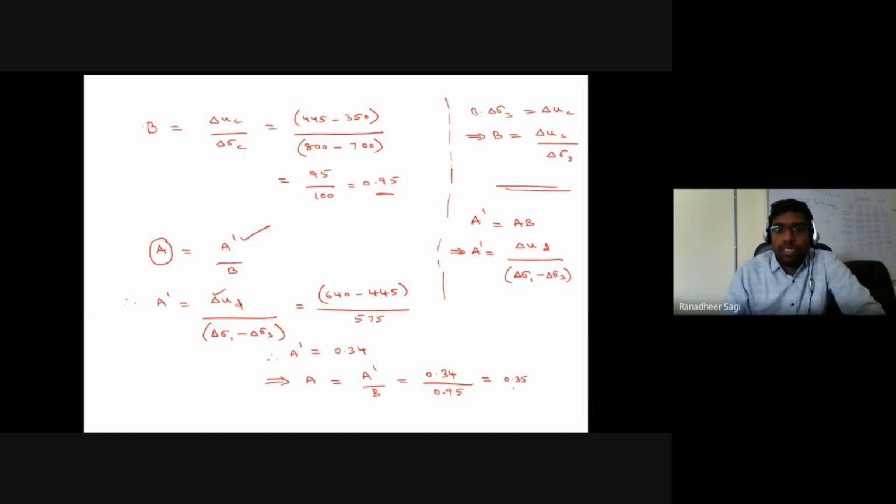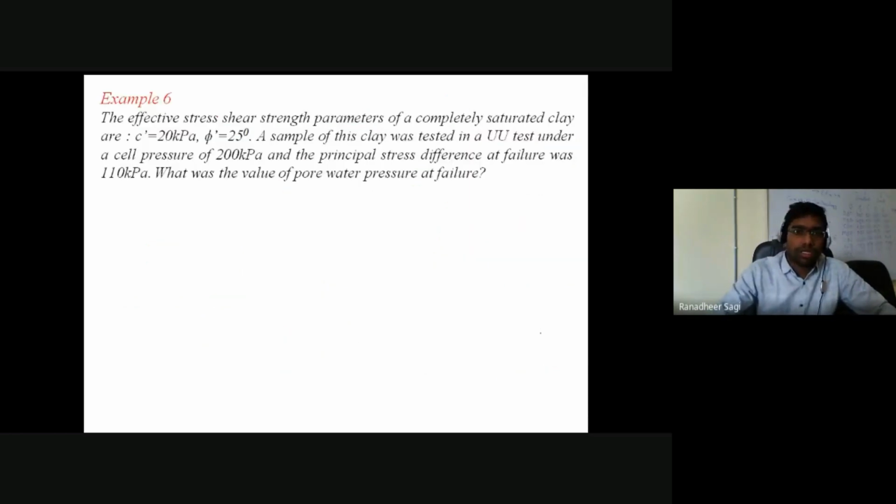That gives 0.35. So my Skempton's pore water pressure parameters B and A, I am getting as 0.95 and 0.35. That's how we calculate Skempton's pore water pressure parameters. Okay, so next problem.